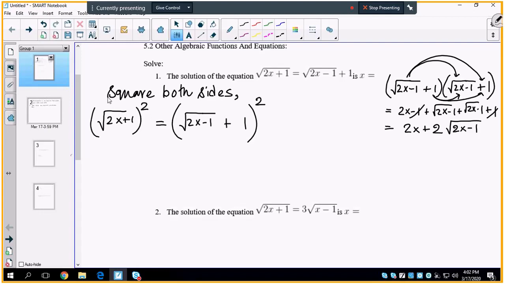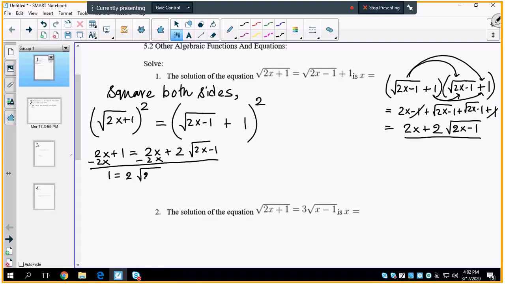Then I will take this and put it on the right hand side of the equation. Whereas the left hand side, I simply cancel the square root and the square and get 2x plus 1. On the right hand side, I get 2x plus 2 times square root of 2x minus 1. Of course, we are going to subtract 2x from both sides. That will simplify your equation as 1 equal to 2 times square root of 2x minus 1. See, I still have one radical term which I do not want, and to reduce that, I'm going to square both sides one more time.